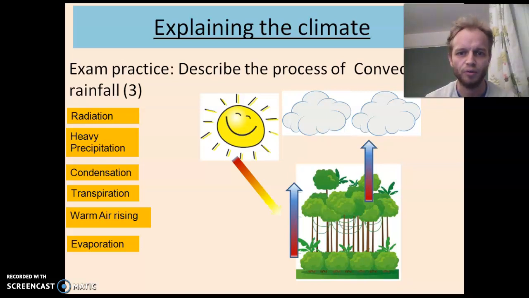So using the diagram, I want you to think about how you could describe that. I've got a set of keywords along the side there, and I want you to either sketch down the diagram that you can see on your right and add some annotations, or if you'd rather just write down a full paragraph, that would work too. So pause your video and describe the process of convectional rainfall.